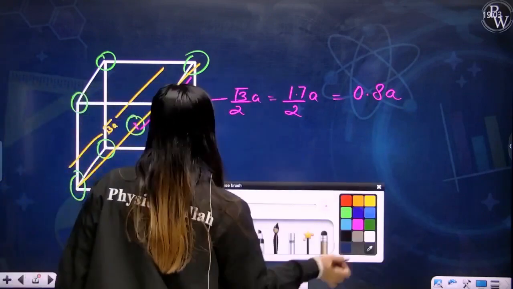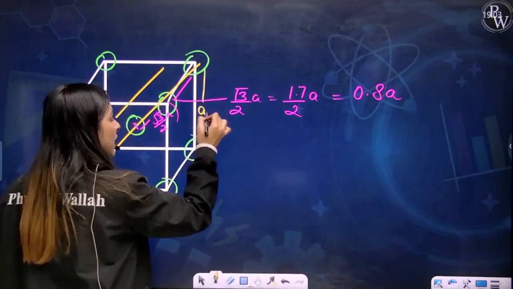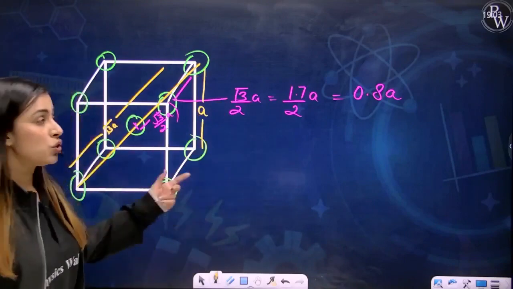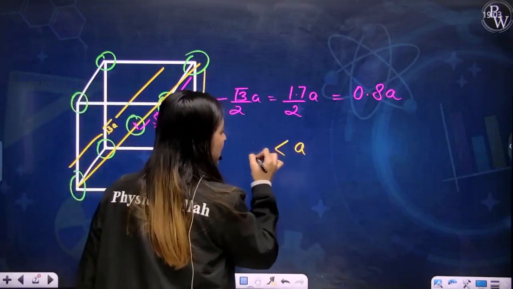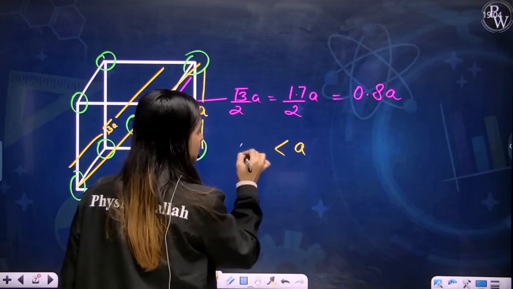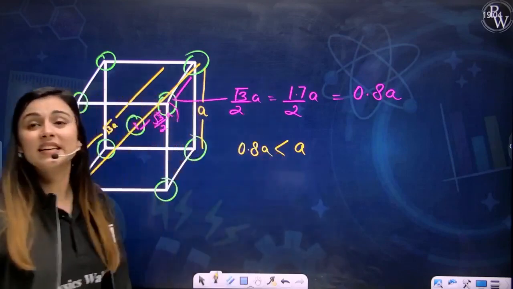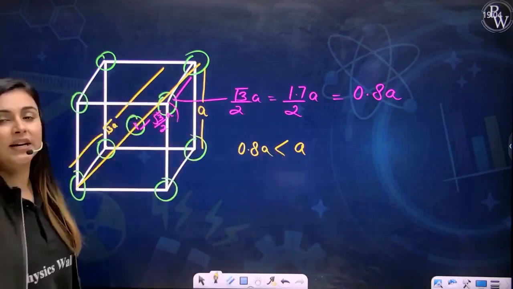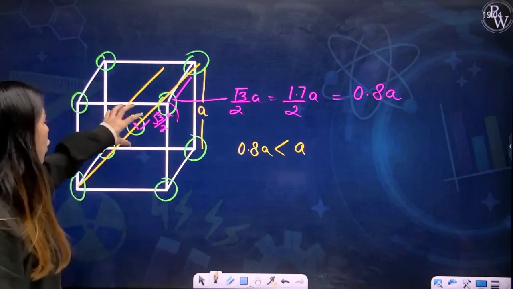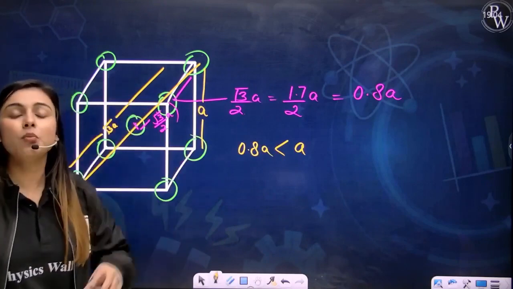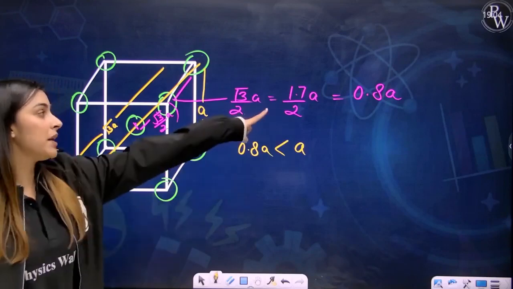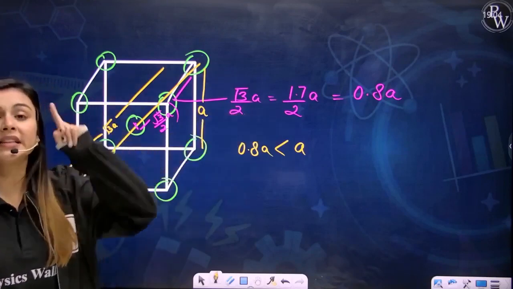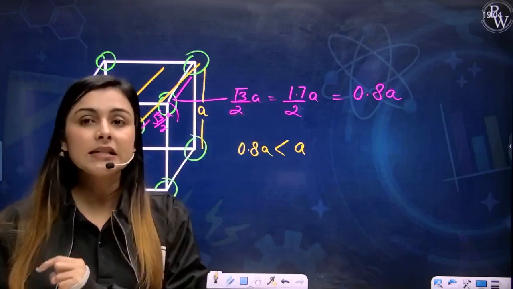And if I ask you what is the distance between these two atoms, you will say it is a. So I know that a is more than 0.8a. So who is the nearest neighbor? This atom or the body diagonal atom? Obviously, the body center atom is at a minimum distance of 0.8a. The nearest neighbor will be this.